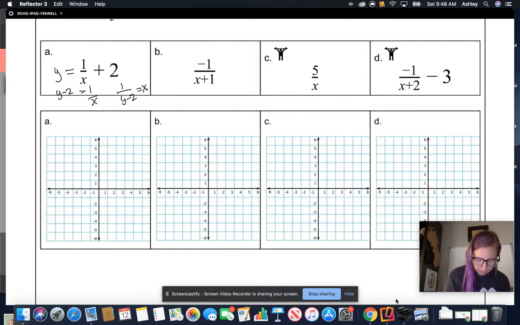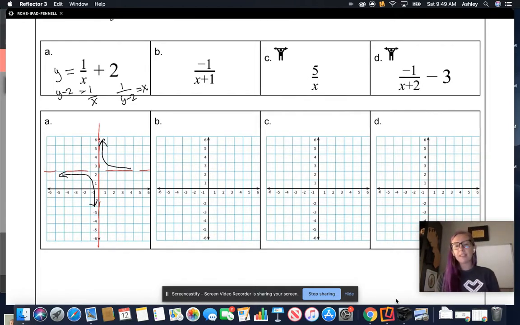Okay, so at x equals 0, we have our vertical asymptote here. At y equals 2, our horizontal asymptote is shifted up because of that plus 2. And then if you create a table, which I would of course encourage you to do, you will see that your function looks like that. Again, spend time playing with these in Desmos, get a feel for how this works.